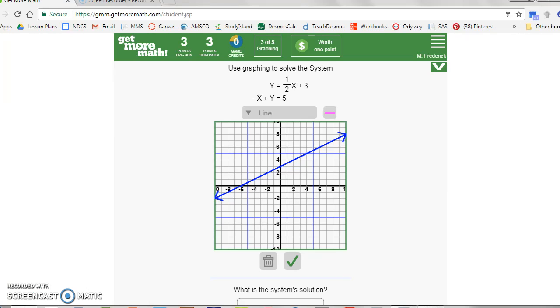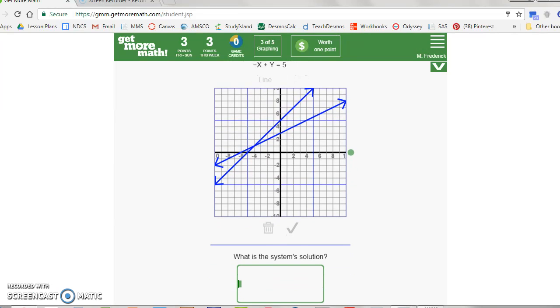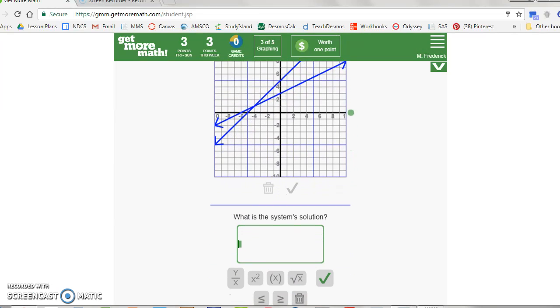If we let x be 0, for our second equation, negative x plus y equals 5, then y has to be 5. If we allow y to be 0, x must be negative 5. We can graph those. And again, notice that our solution to this system is the point of intersection, which in this case is negative 4, 1.